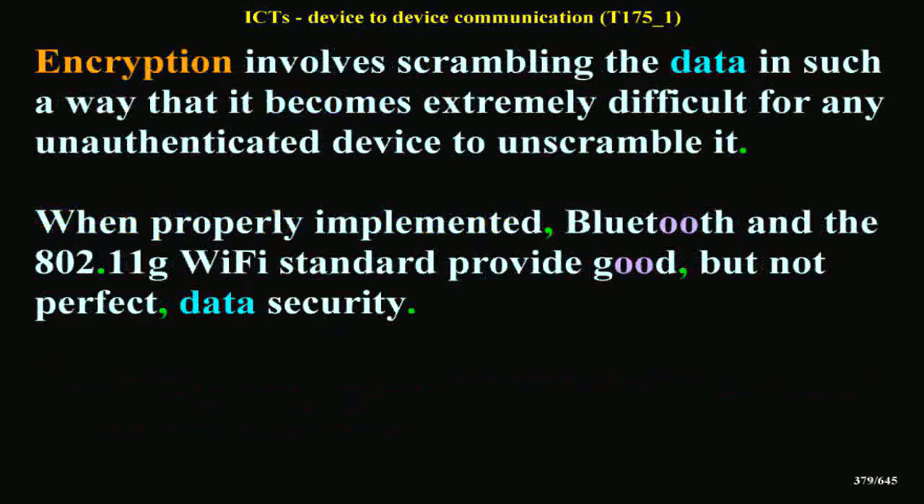Encryption involves scrambling the data in such a way that it becomes extremely difficult for any unauthenticated device to unscramble it. When properly implemented, Bluetooth and the 802.11g Wi-Fi standard provide good, but not perfect, data security.